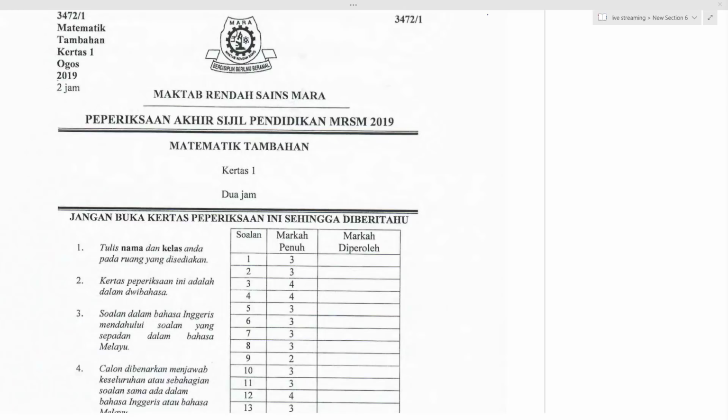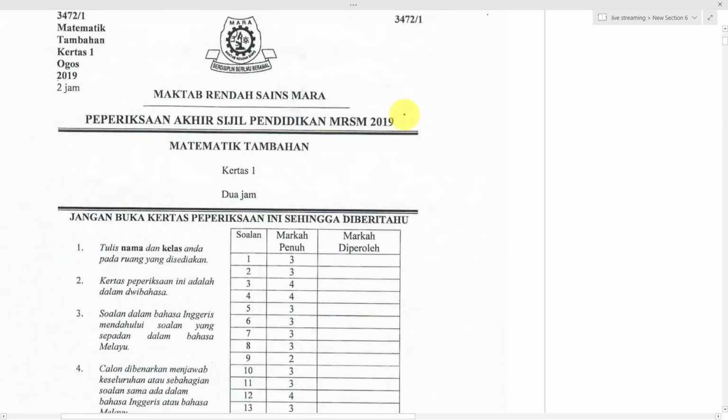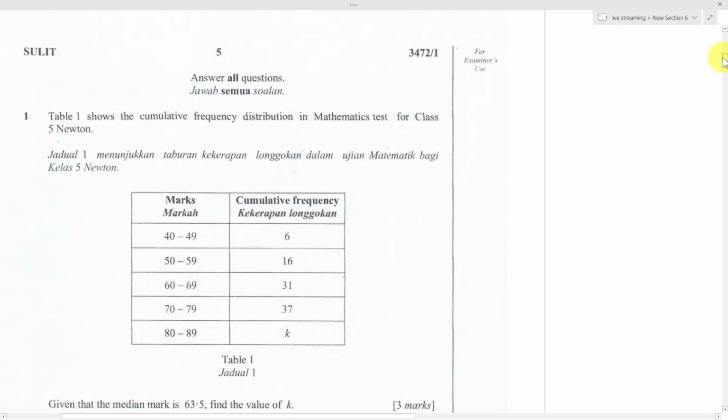Alright, so today we will discuss the MARA Paper 1 for 2019. You can see the MRSM 2019 here. So let me change my color. Yep. So let's begin with question number 1.